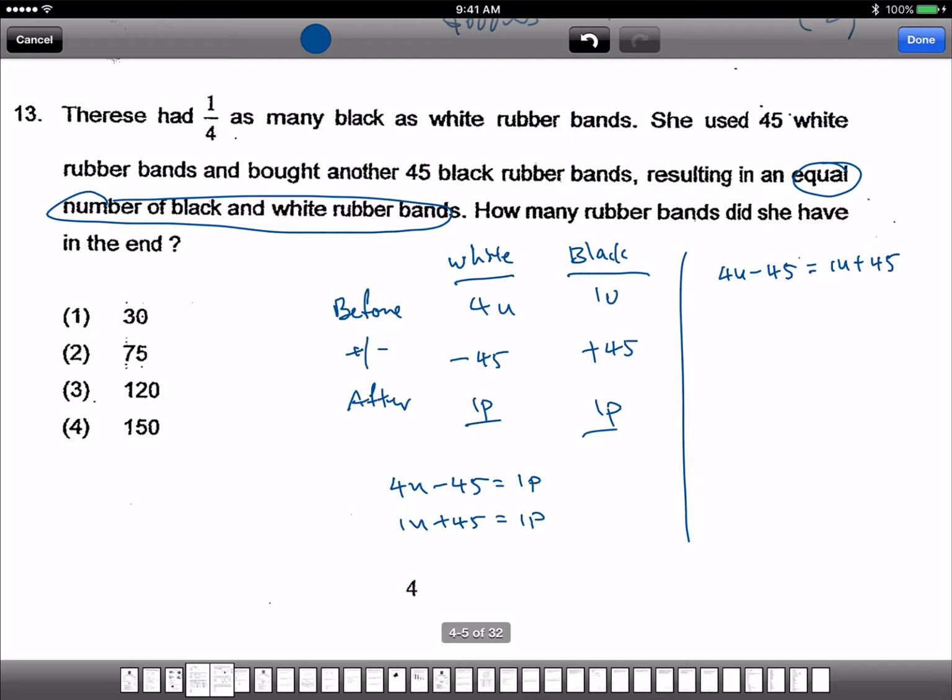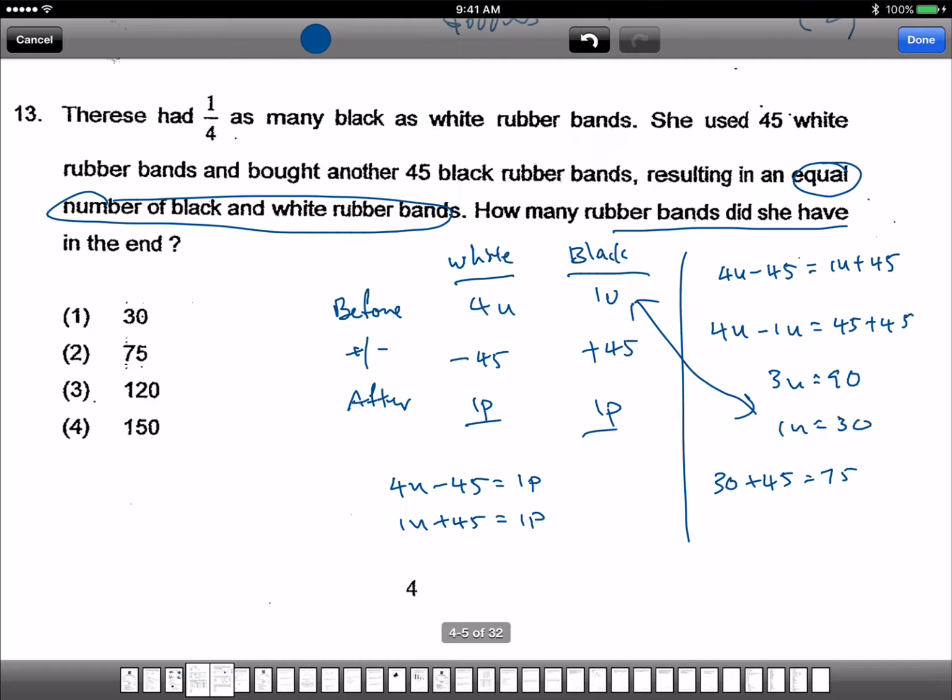Now we shift this around a bit. So 4u minus 1u equals to 45 plus 45. 3u equals to 90. 1u equals to 30. So how many rubber bands did she have in the end? Since 1u is 30, I take 30 plus 45 equals to 75. 75 times 2 equals to 150. So this answer is 4.